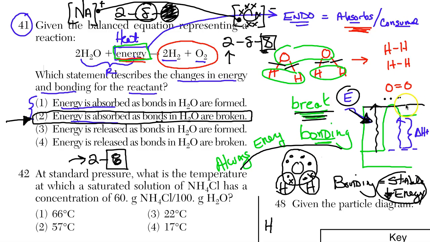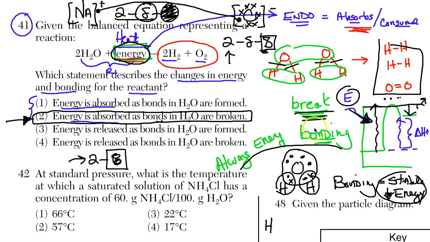And then, to form the new bonds, guess what? Bonding is stable, low energy. You're going to have to release energy to become that. Now, the reason why it's overall endothermic is because more energy was needed to break these initial bonds in water, which are very stable, than the energy released to make these bonds here in these diatomic elements.